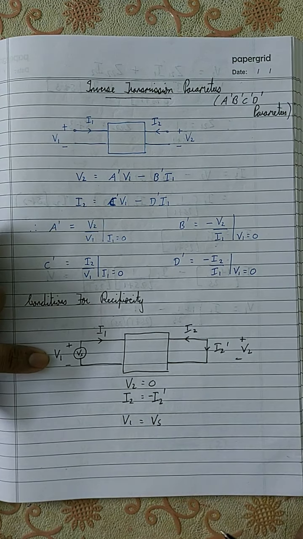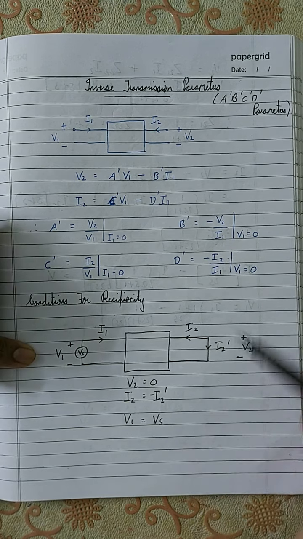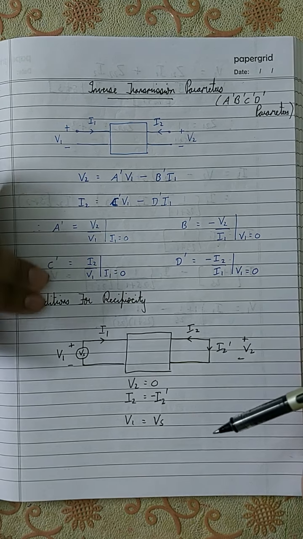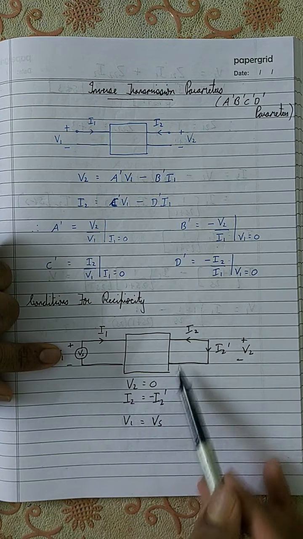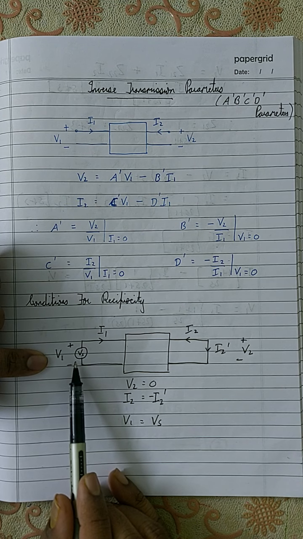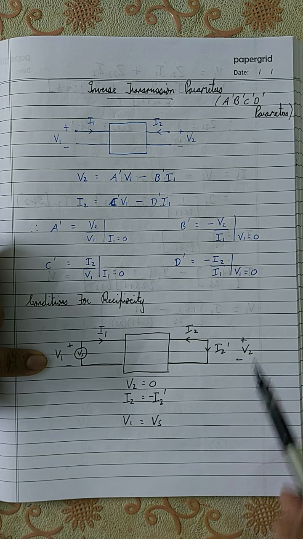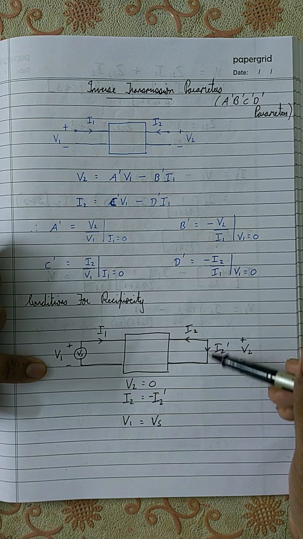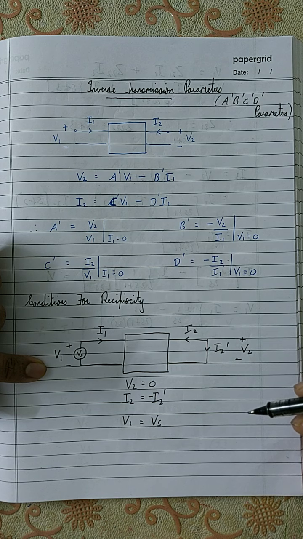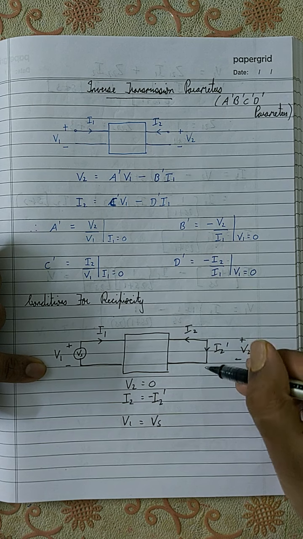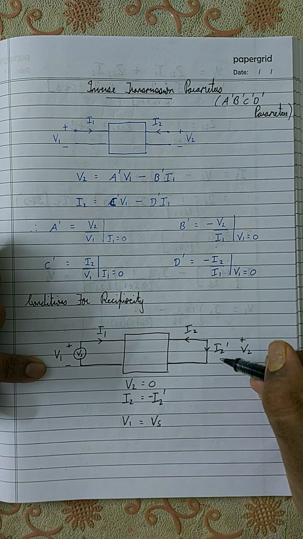So let me take case 1. In case 1, I'm going to find the condition for reciprocity in terms of the inverse transmission parameters. So this is my circuit. I apply my excitation over here, Vs, and this is my response. To find my response, I simply short the output port, port 2, and the current through that branch is what I'm calling I2 dash.